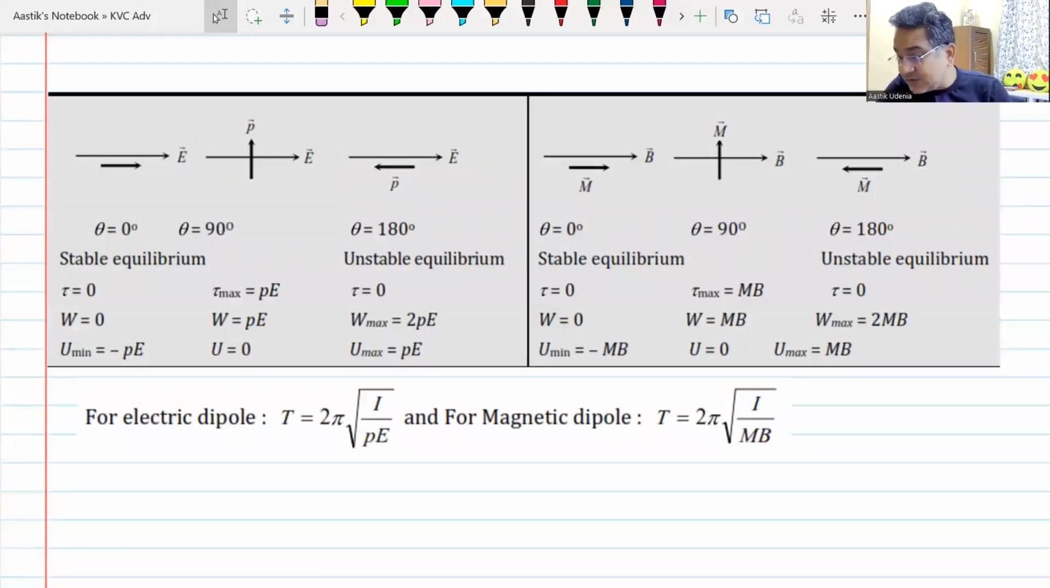In the next class, we will start with EMI, electromagnetic induction, and we'll try to wrap it up and take maybe 3 or 4 classes to do so. Then what is left is AC, and then what is left is EM waves. So I will try to wrap it up in the next week, in all probability.